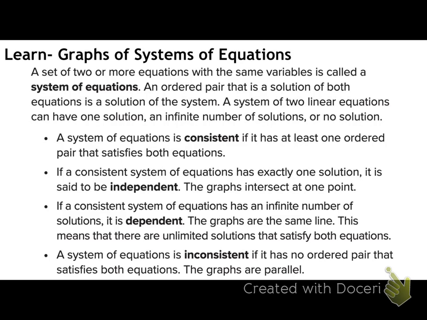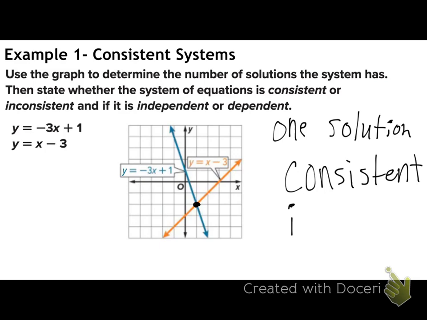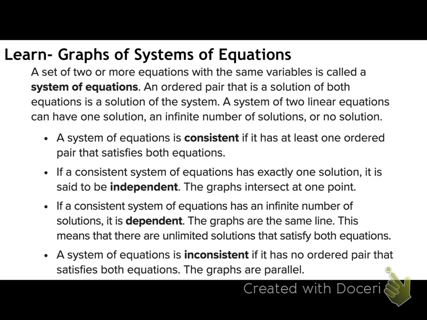How many solutions do we have on example 1? Exactly one. So is it independent or dependent? Independent. If I get a system that is inconsistent, is it going to be independent or dependent? No. Independent and dependent apply only to consistent systems, not inconsistent.